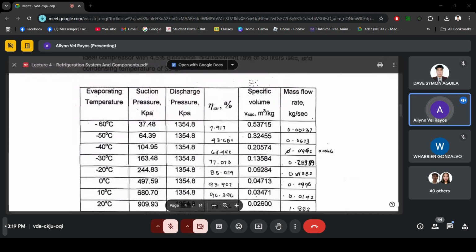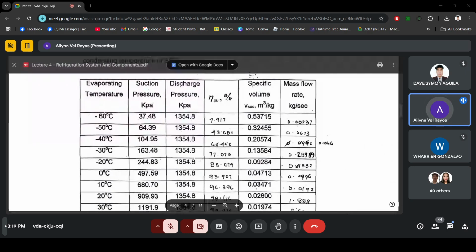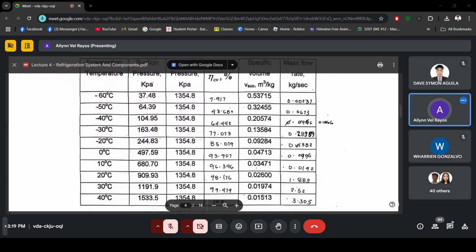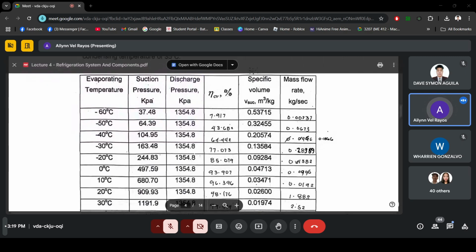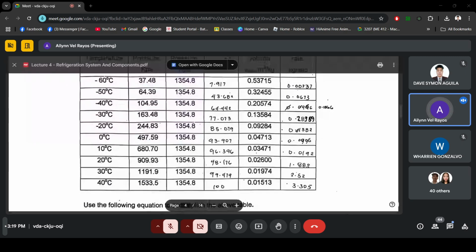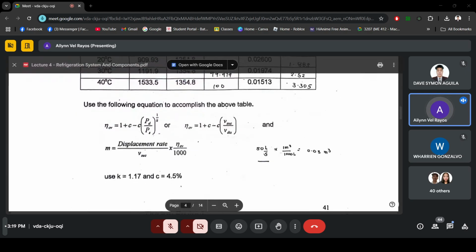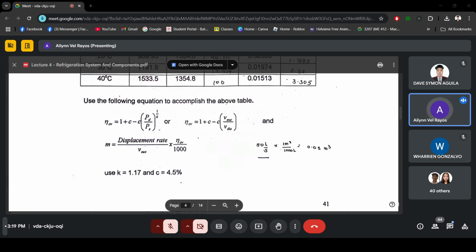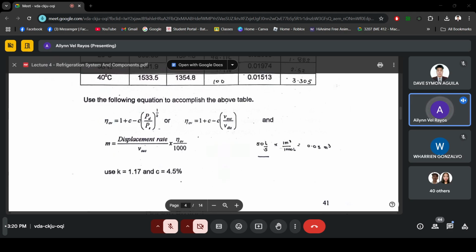This is a solved problem, but again, the way of solving it is the same as what we did last week. Only the evaporating temperature is different, but the way you're going to solve this is the same. To check the clearance volumetric efficiency, just use this formula, and for the displacement rate, use this. You have to use K of 1.17 and C is 4.5%. For R22, K is 1.17. For ammonia, K is 1.3, which is based on our previous lectures.